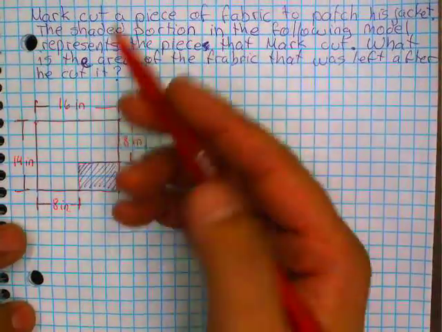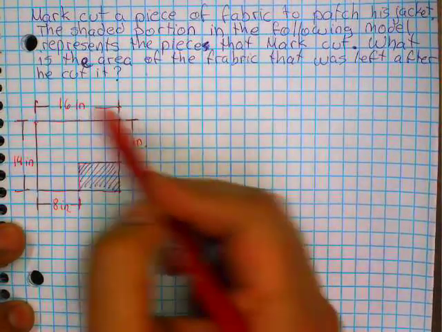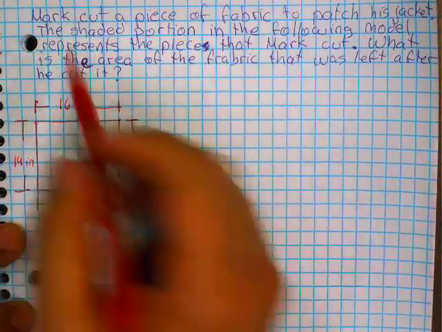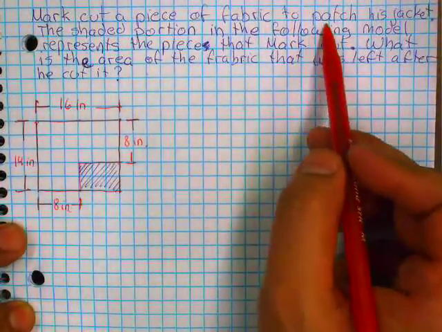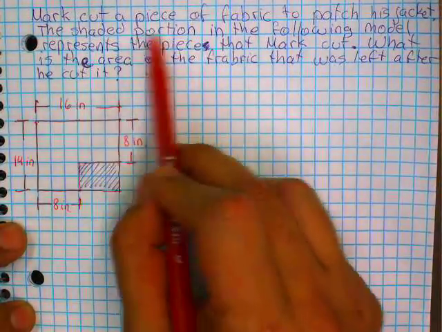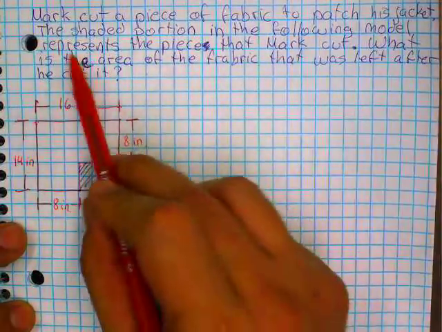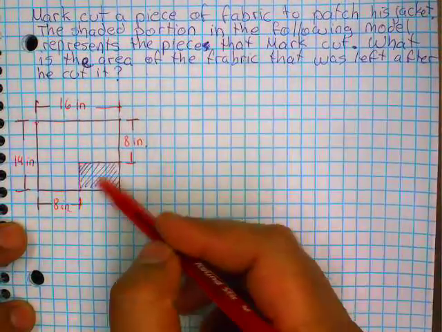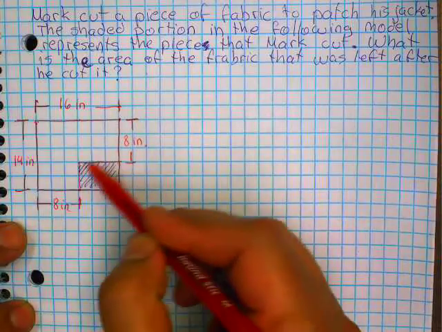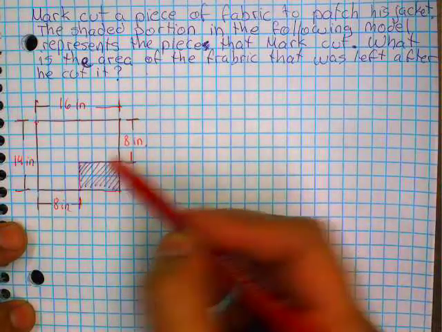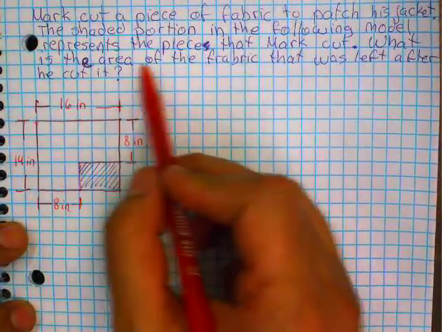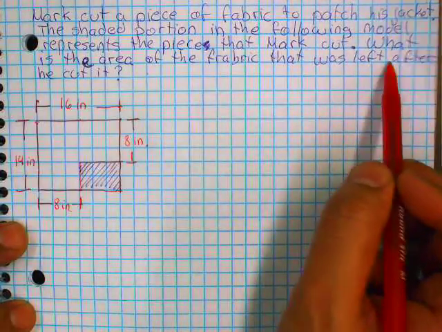Okay. Again, so let's try to find the area of an irregular shape. Mark cut out a piece of fabric to patch his jacket. The shaded portion in the following model represents the piece that Mark cut. So this little part right here is the part that he cut. The question is, what is the area of the fabric that was left after he cut it?